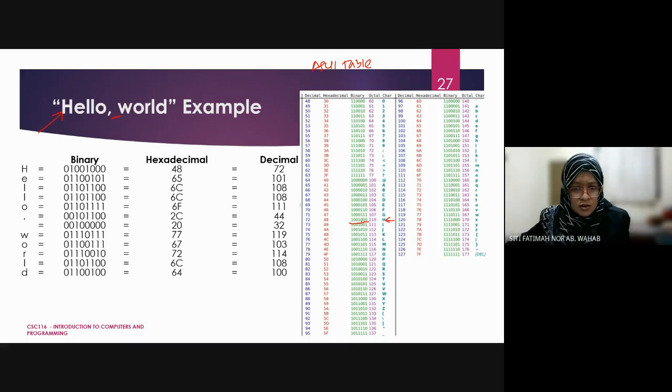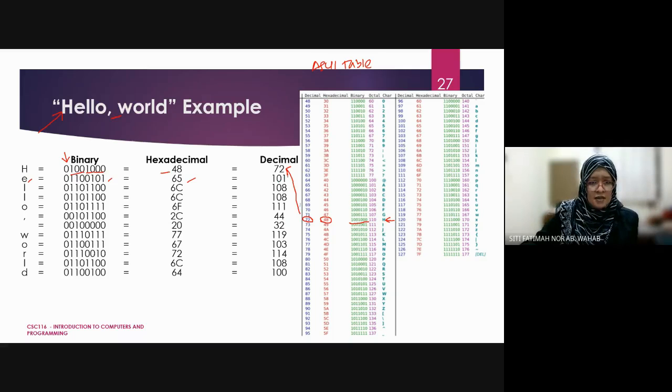Alright? 7 digits, 1001000. Here it is represented in 8 digits, so that's why there is a leading 0 here. So the number is 1001000, equivalent to 48 in hexa, equivalent to 72 in decimal. Okay. E is this in binary, 65 in hexadecimal, and 101 in decimal. E is the lowercase letter e. Where is E? Here. Okay, 101, 65.